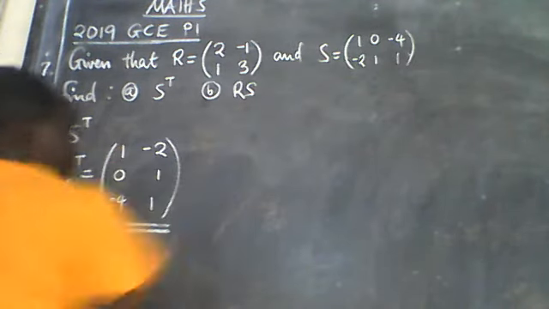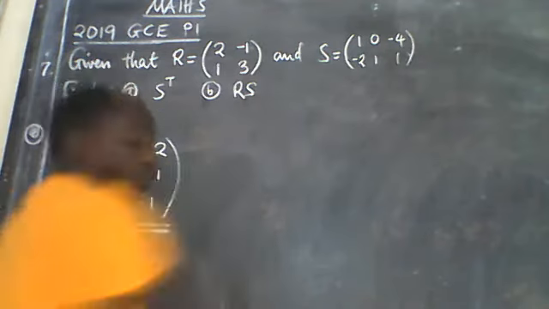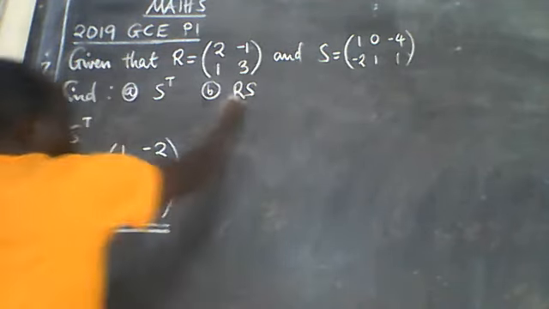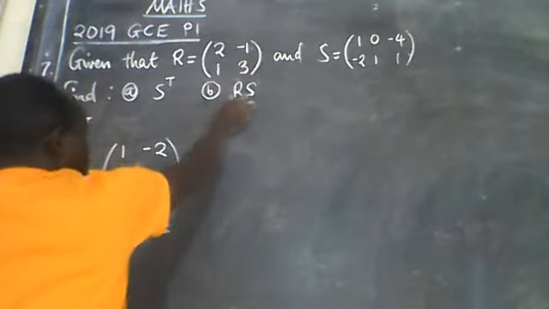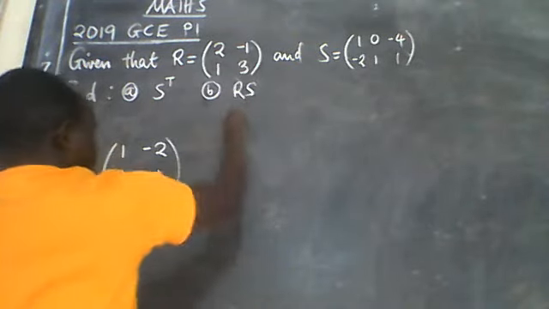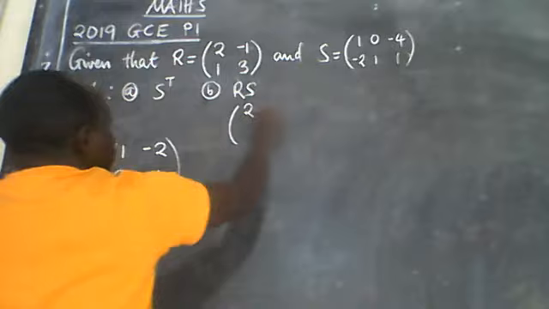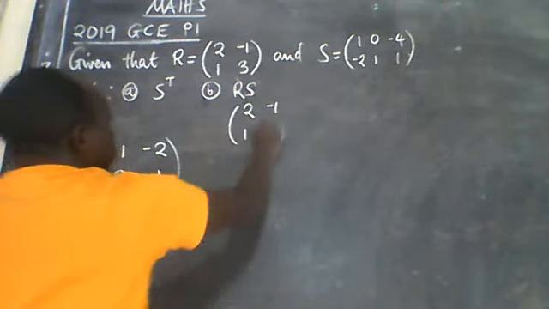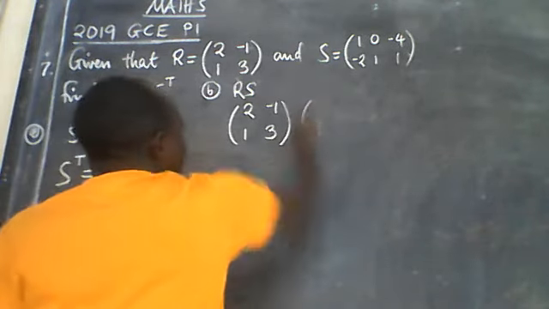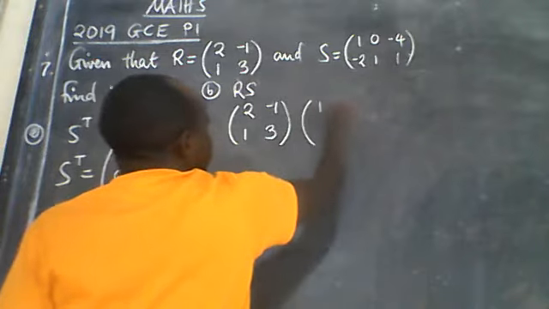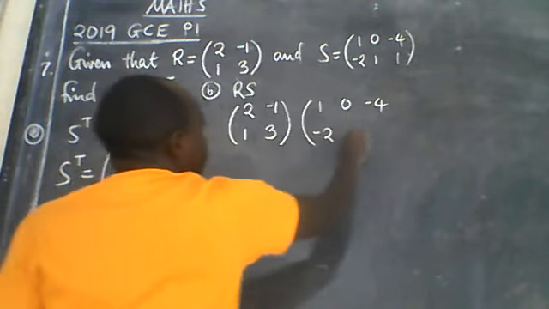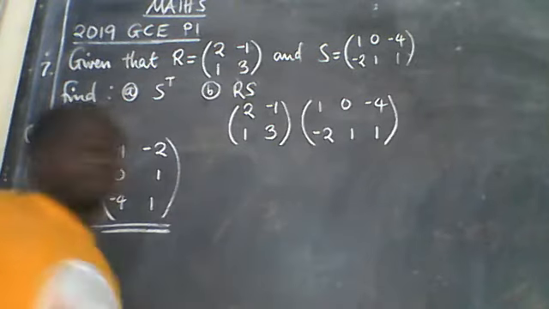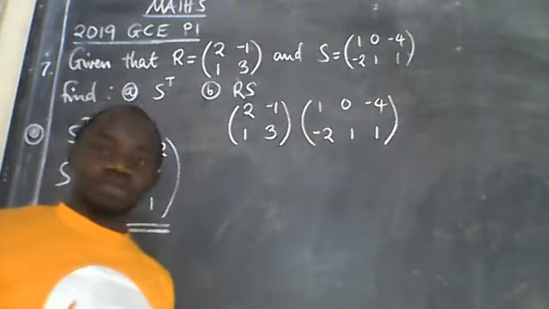B, RS. Here it's multiplication. You are multiplying matrix R and matrix S. R is this, you substitute there. So we have 2, negative 1, 1, 3, and then our S is 1, 0, negative 4, negative 2, 1, 1. Okay? So these are the two matrices that we are going to multiply.